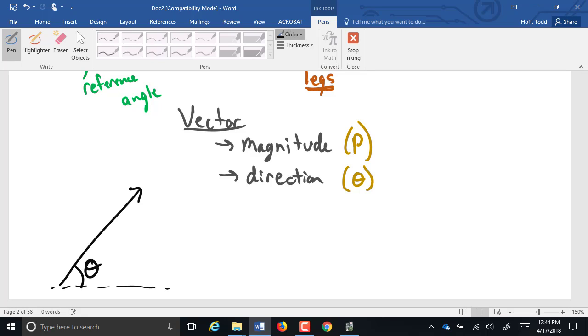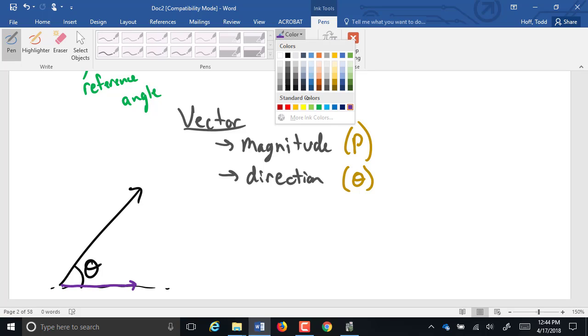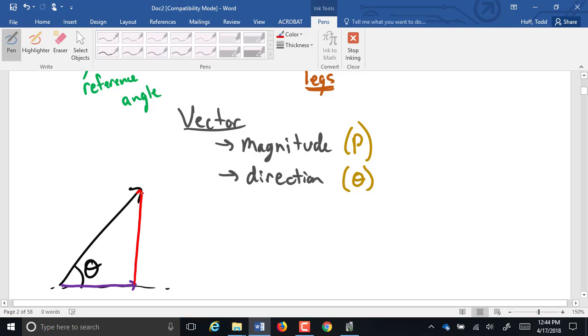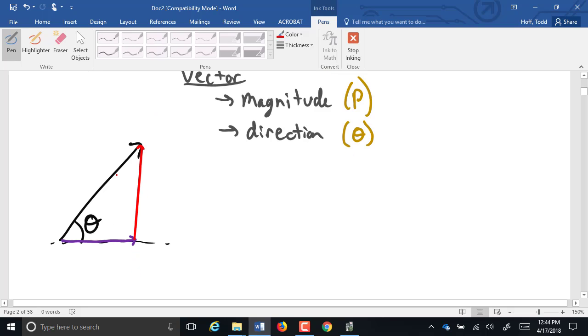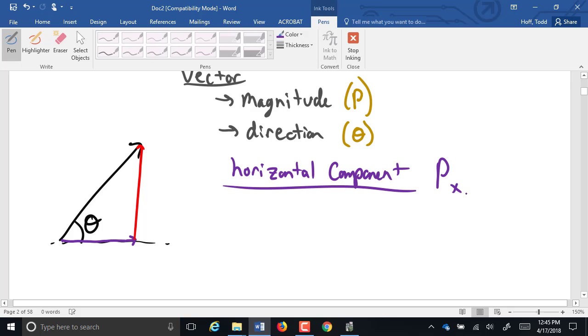If this is theta here, here's our horizontal component, here's our vertical component. The magnitude of the horizontal component is P sub x. X means horizontal, that's the horizontal variable on a graph. P sub x is the horizontal component.